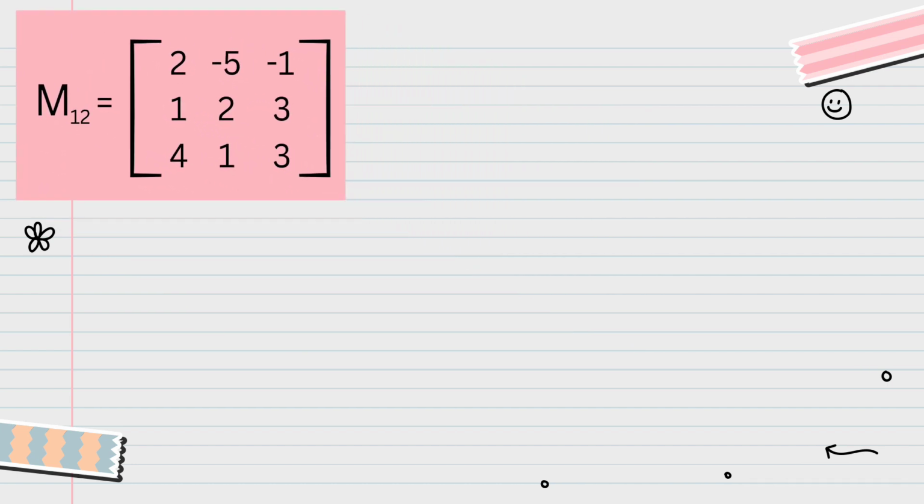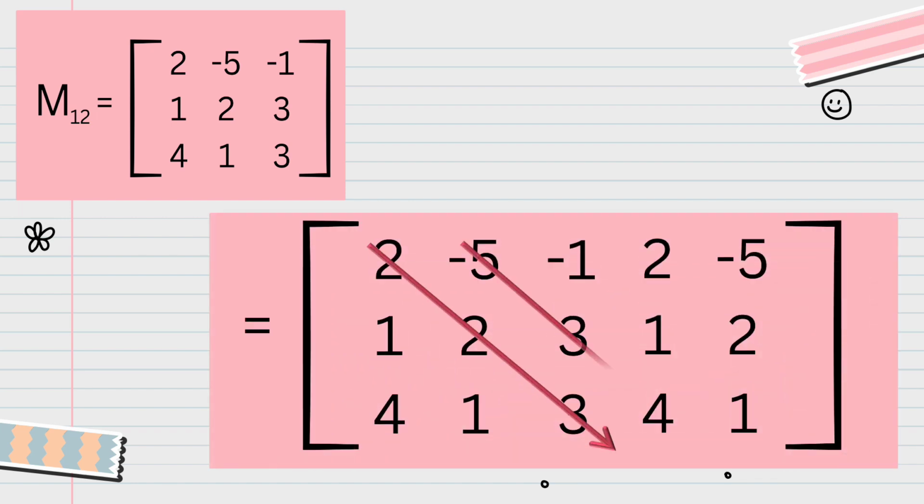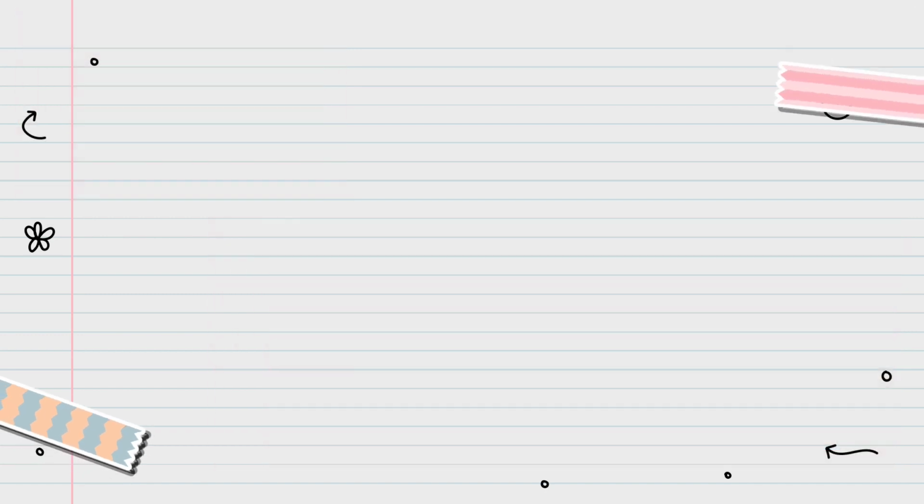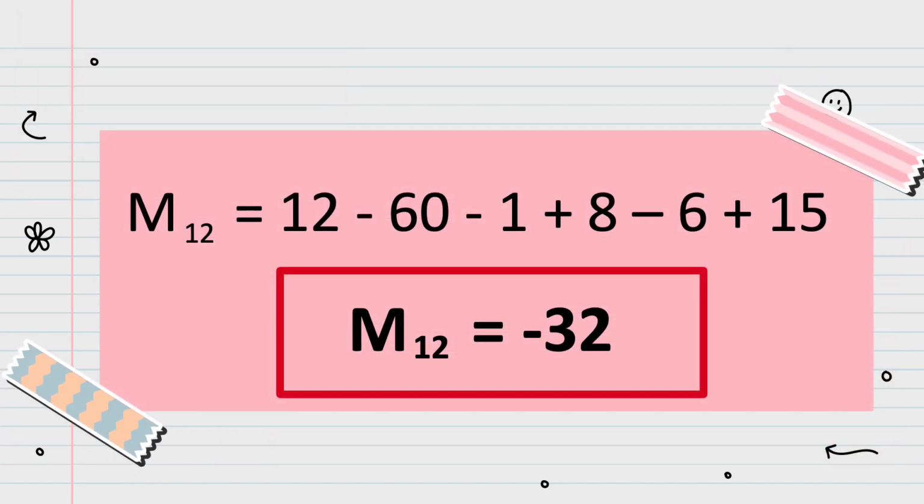And after finding out the minor elements, we will now do the basket weave method. So M12 is equal to 12 minus 60 minus 1 plus 8 minus 6 plus 15. And we will now have the value for M12, which is equal to -32.